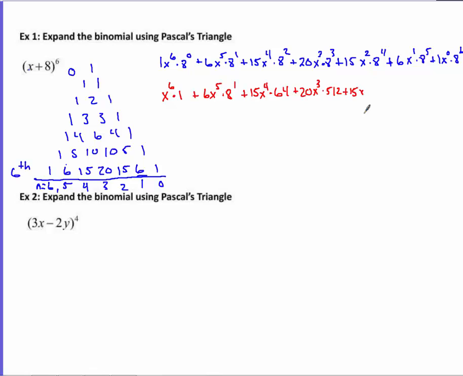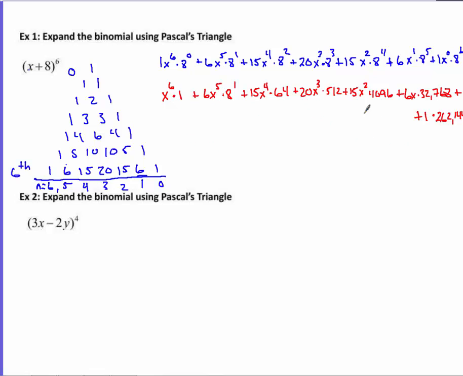Plus 15x squared, 8^4 is 4,096. Plus 6x, 8^5 is 32,768. And then our last one we still have plus 1 times x^0. Well, 1 times x^0 is just 1. 8^6 is 262,144. And you might be thinking at this point, well, I'm done writing. But it's not that bad. We're going to simplify it all from there.